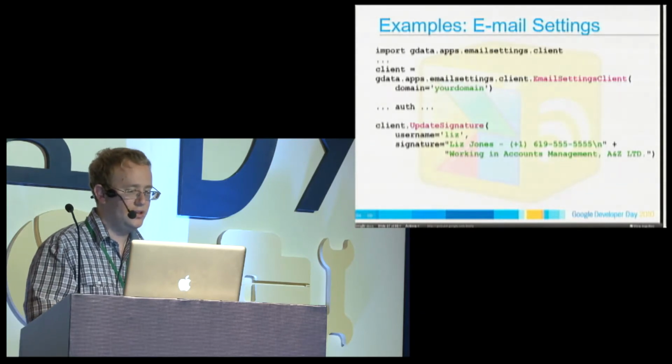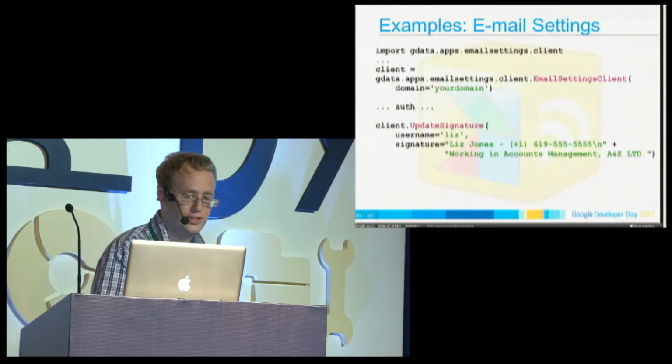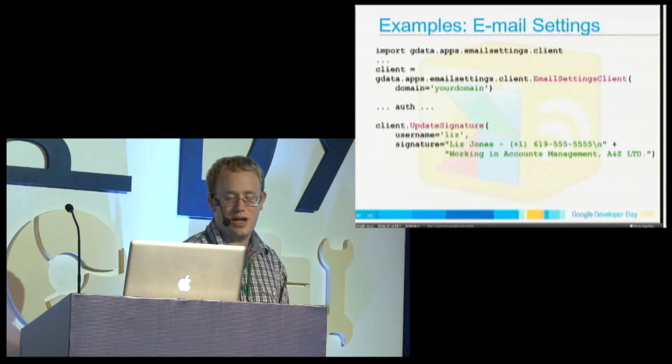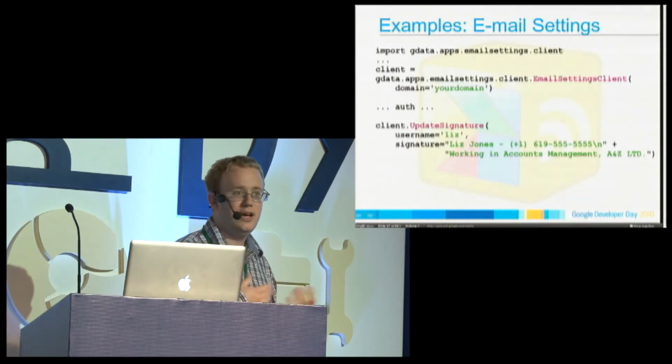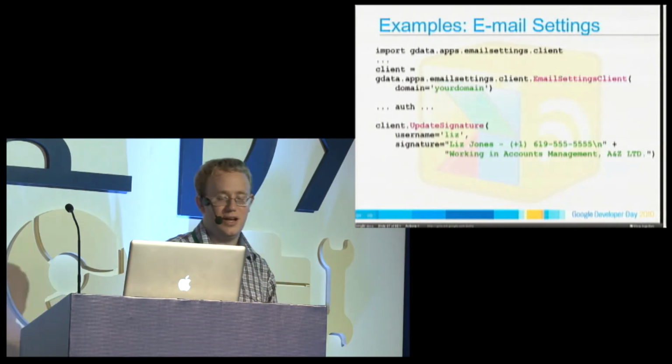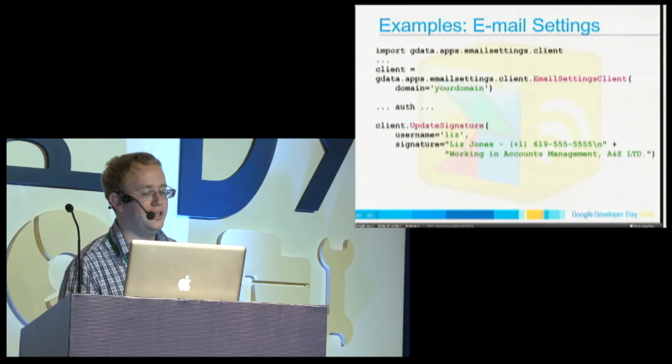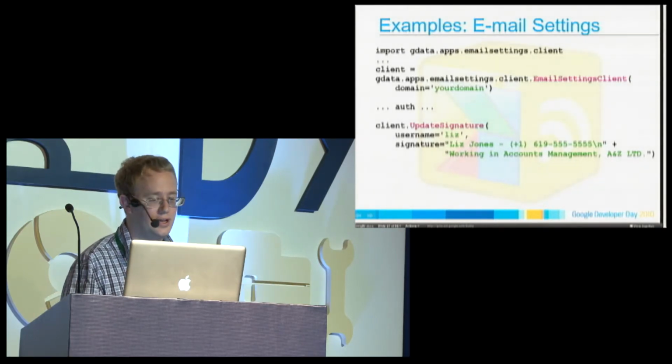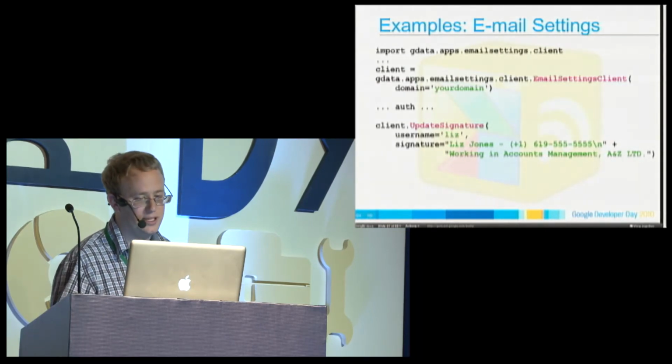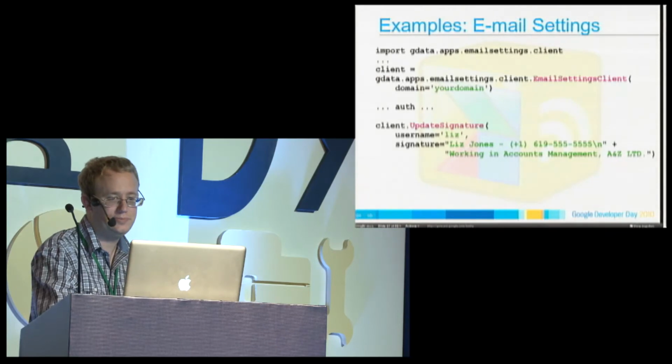Here's an example. So Liz is a contractor. She's working in the accounts management at a particular company. Their HR system can automatically update and say, hey, she's working in accounts management. Here's her phone number. You could do similar things with promotions and all. If a user's title changes, automatically update the signature in their email.